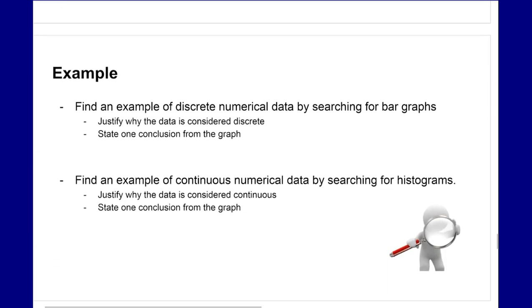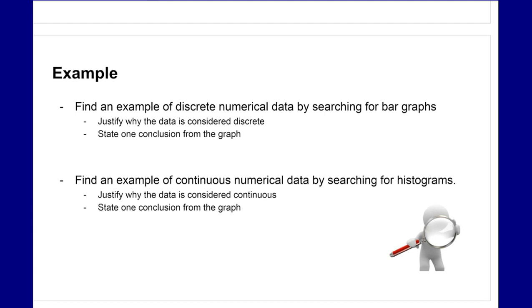So again, as an example, what I want you to do is find an example of discrete numerical data by looking for bar graphs, and find an example of continuous numerical data by searching for histograms. If you want, go back up to the bar graphs and histograms above in the examples that we used, and explain or justify why the data is continuous.